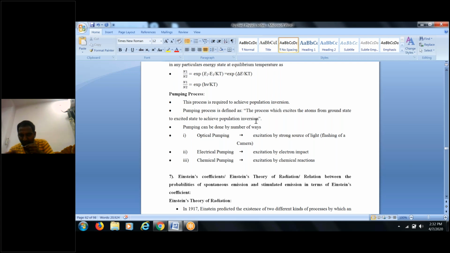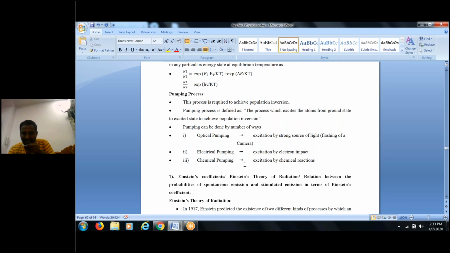The second is electrical pumping, which is excitation by electron impact. Between two electrodes, we apply a certain amount of potential difference. As a result, the electrons will be raised to the higher energy levels. And the third type of pumping is chemical pumping.